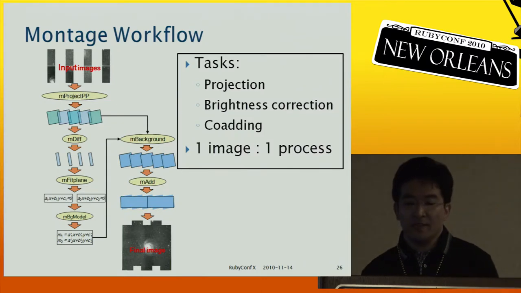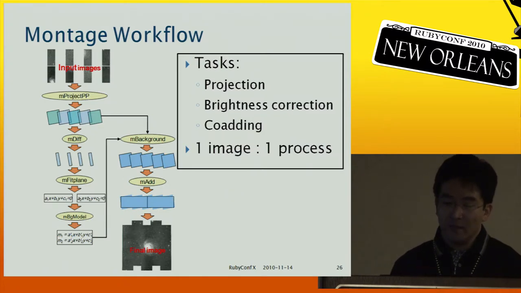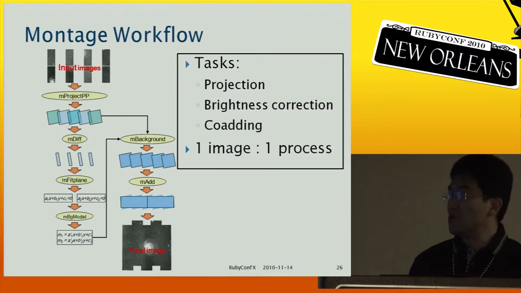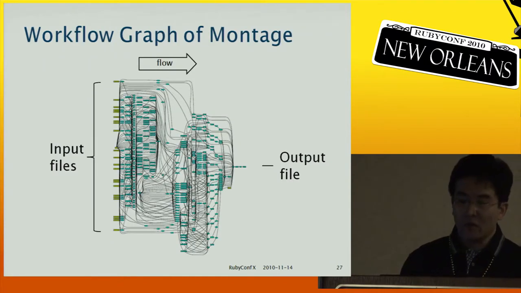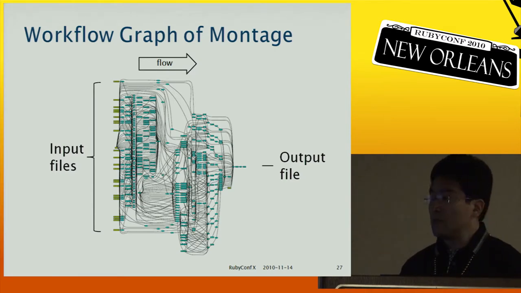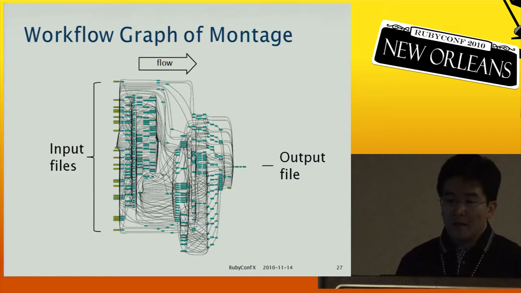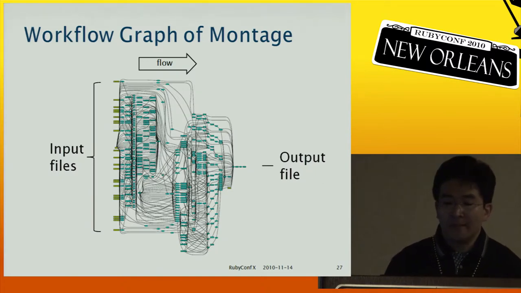Basically, each process deals with one image. So processes can be executed in parallel. This is a graph of the Montage workflow. The direction of the graph is rightward. The leftmost nodes are input files, and the rightmost node is the final output image. You can see a graph of scientific workflow is quite complex.